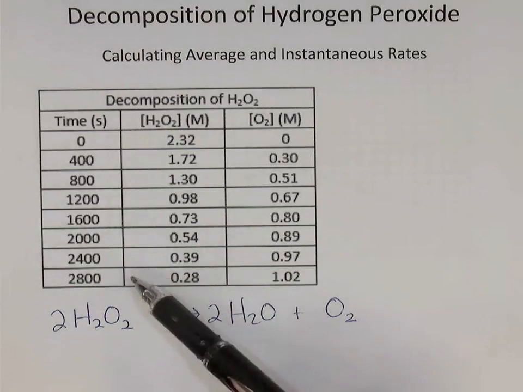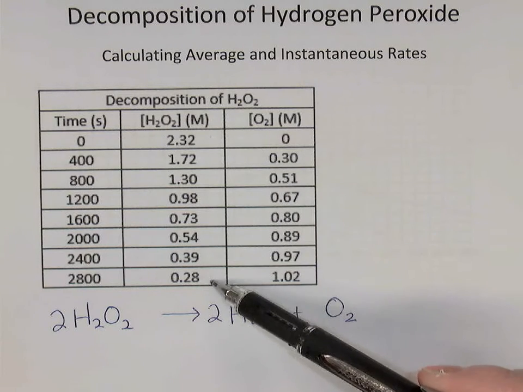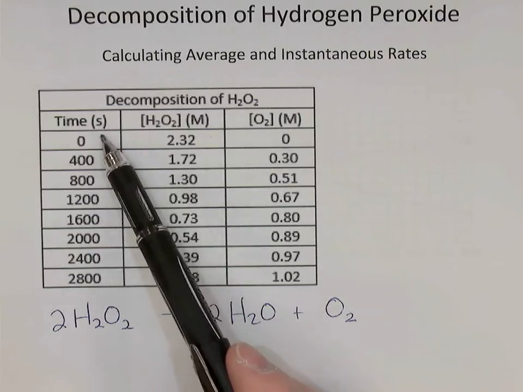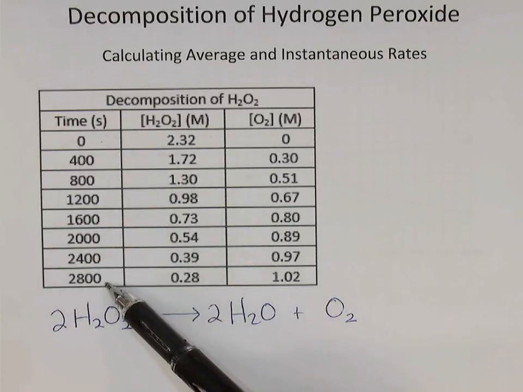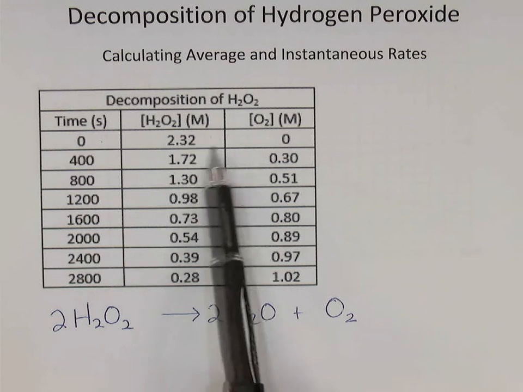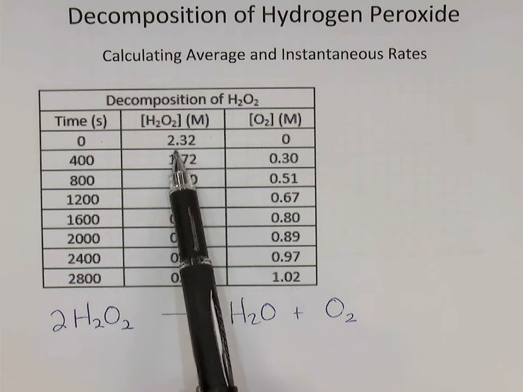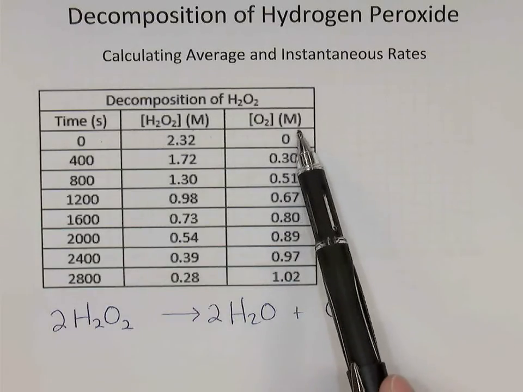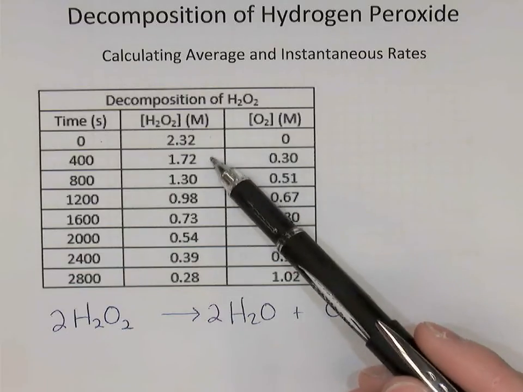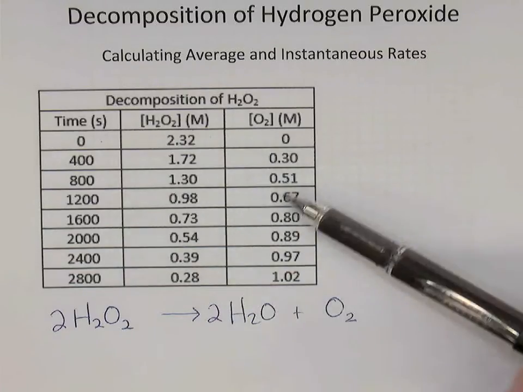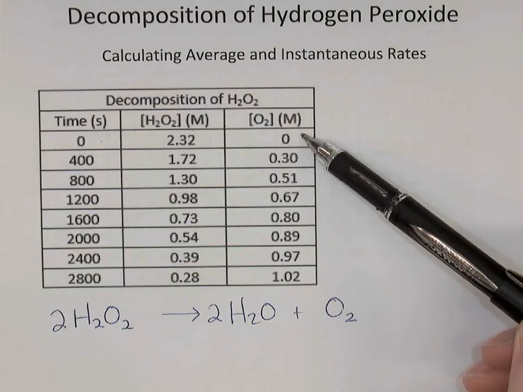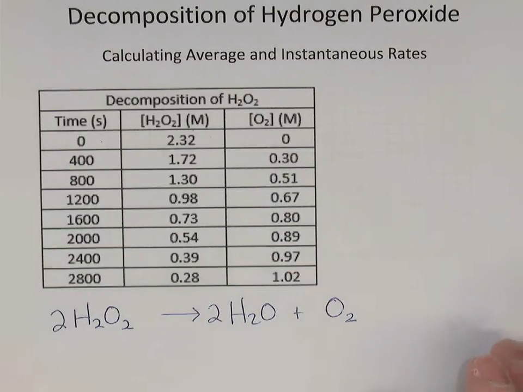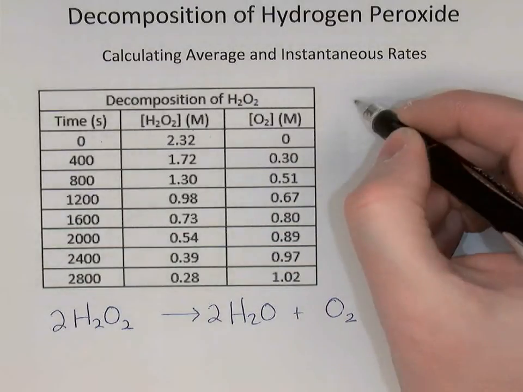Now, in this table, we can see some data has been collected. Somebody has measured the concentrations of the hydrogen peroxide and the oxygen over time, measuring the time in seconds, from 0 seconds to 2800 seconds. It looks like they started with a container full of hydrogen peroxide at 2.32 molarity and oxygen at 0 molarity, so there was no oxygen there initially. As the peroxide decomposed, its concentration drops, and as it decomposes, you're forming oxygen, so its concentration is increasing over time.